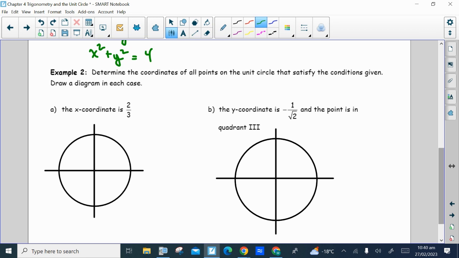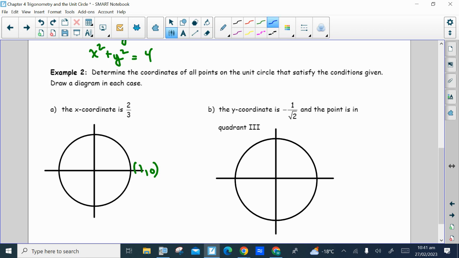This next example says determine the coordinates of all points on the unit circle, so now we're back to a unit circle, which means the radius is 1, that satisfy the conditions given. Draw a diagram in each case. So the first one is that the x-coordinate is positive 2/3. Remember that the unit circle is a circle with a radius of 1. So that means to get to this point here from the origin, you'd have to go 1 unit to the right, no units up. So the coordinates of that point are 1, 0.